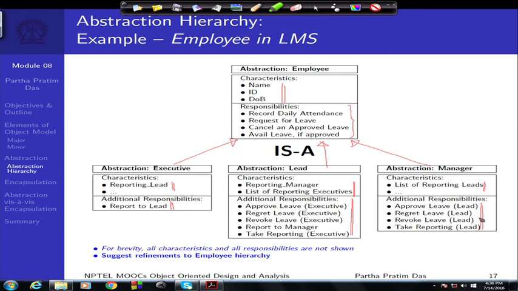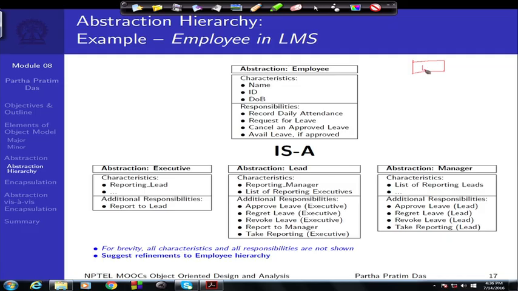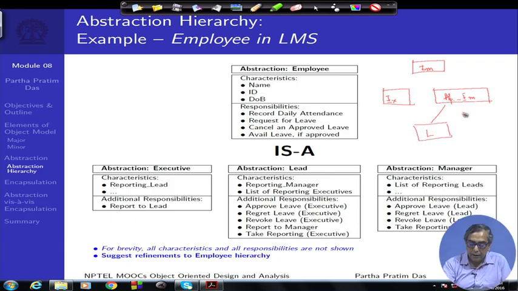And this is again not unique. We could, for example, create a different kind of hierarchy, saying that this is my employee and this is my executive, this is my approving employee, this is my lead, this is my manager. I could create a hierarchy of this kind also.